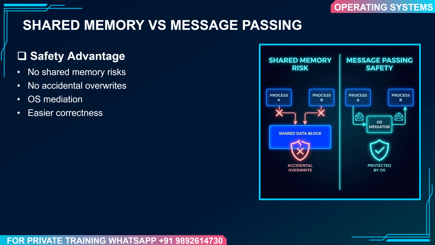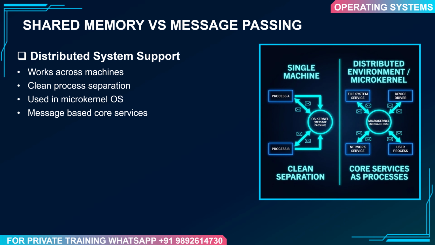One big advantage of message passing is safety. Since processes do not share memory, there is no risk of one process accidentally overwriting another process's data. The operating system acts as a mediator. This makes message passing easier to use correctly, especially for beginners or in complex systems. Another advantage is that message passing works naturally in distributed environments. Even on a single machine, it supports a clean separation between processes. This is one reason why microkernel based operating systems rely heavily on message passing. Many core services run as separate processes and communicate only through messages.